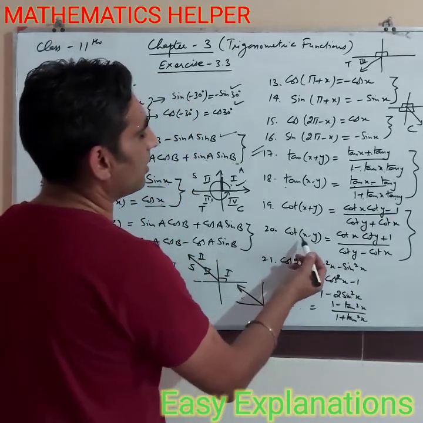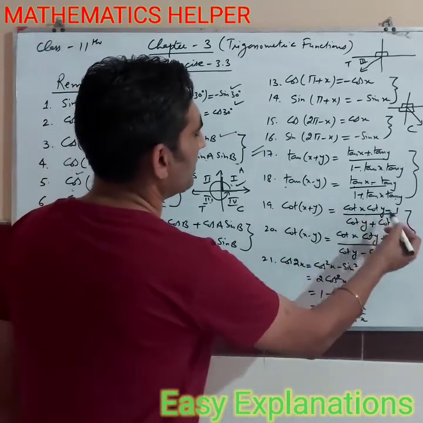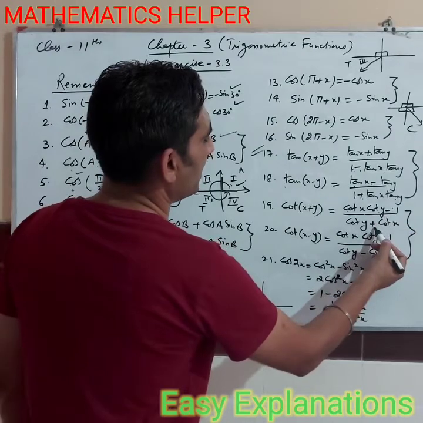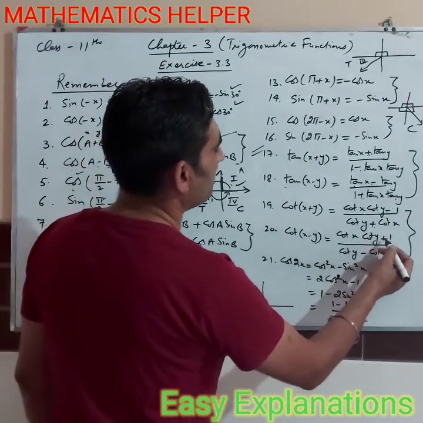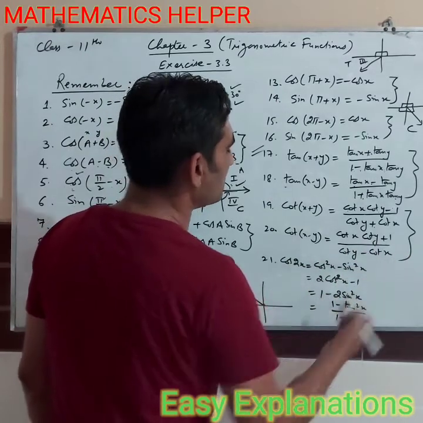The 20th formula is cot x minus y. Just change it. Here it will be positive. On this side the denominator will be negative. So cot x cot y plus 1 over cot y minus cot x.